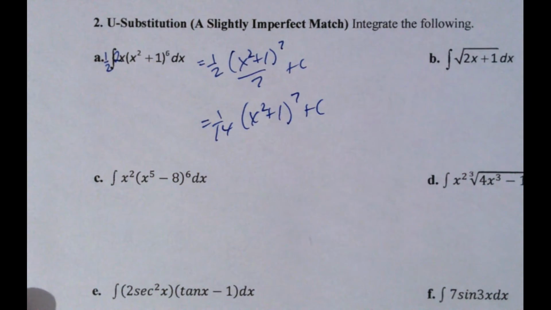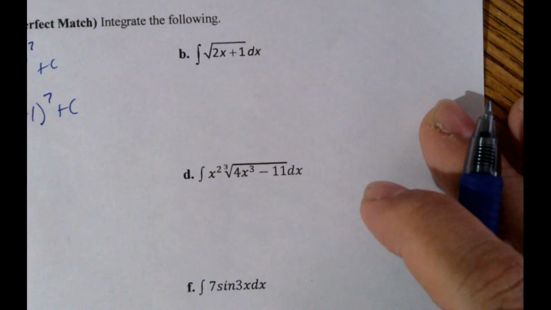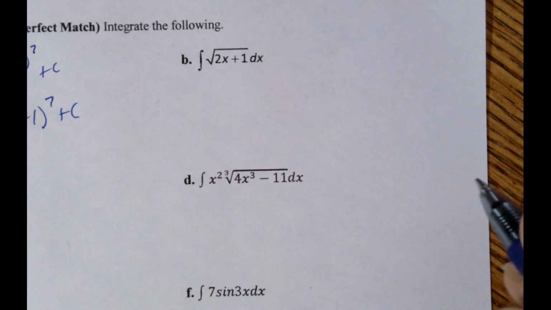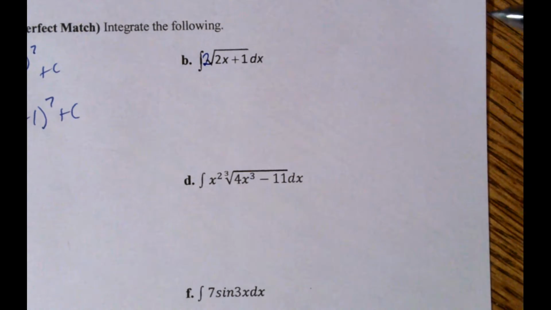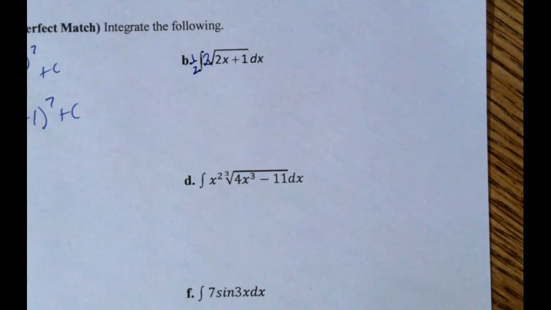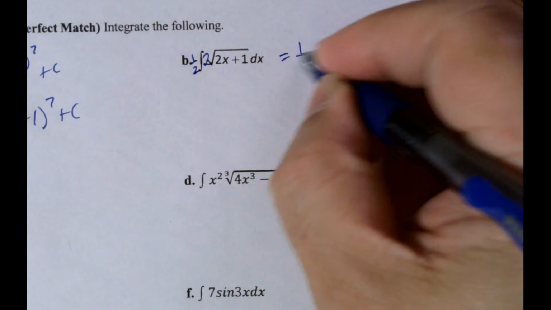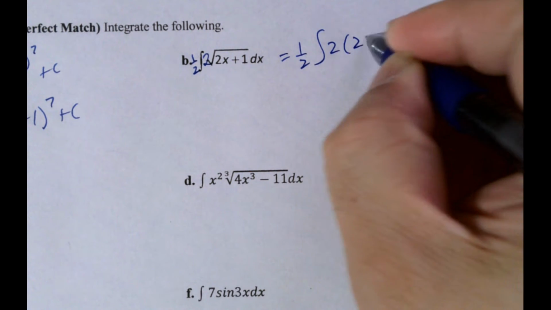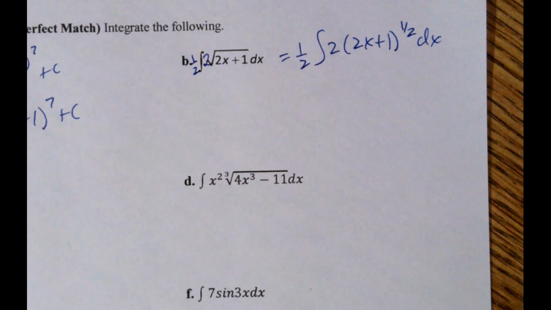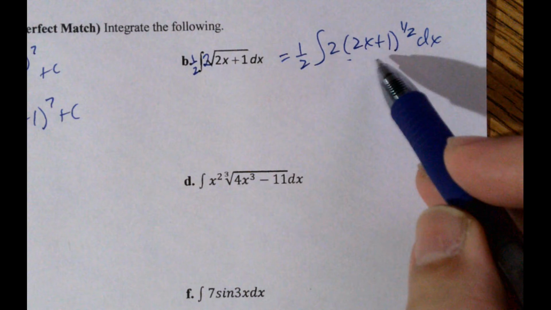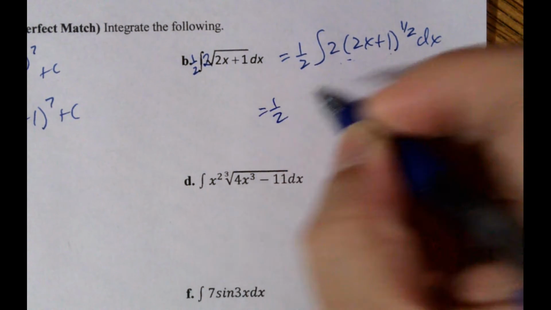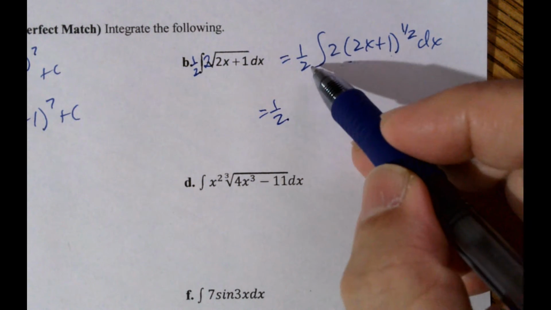That's example A. Example B, here, I'm looking for the derivative of 2x plus 1. The derivative of 2x plus 1 is 2. So I am allowed to put a 2 in, but have to compensate for that 2 by putting a half outside. Right, so that's the same thing as 1/2 integral of 2 times 2x plus 1 to the 1/2 dx. All right, so that means I can integrate that. There's the pattern. The derivative of 2x plus 1 is 2. So I'm just going to do 1/2. So this 1/2 is that 1/2.